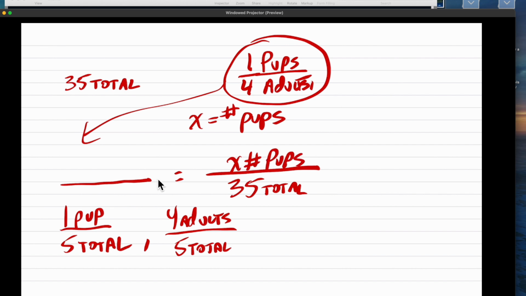So which ratio are we going to use here? We're going to use this one. So we're going to put this as 1 pup for 5 total. We're going to use our method where we go 35 times 1 divided by 5, and x is going to equal 7 pups.